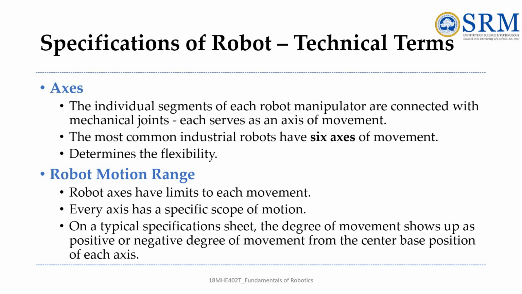Now imagine each of these axes has a limit to how far it can move. It's like saying you can bend your arm from your elbow, but only up to a certain point. The range of motion for each axis is measured in degrees, just like a circle. When you look at the robot specifications, you will see how many degrees each axis can move, in a positive direction or a negative direction. These degrees tell you how flexible the robot's arm can be. That's about the robot motion range.